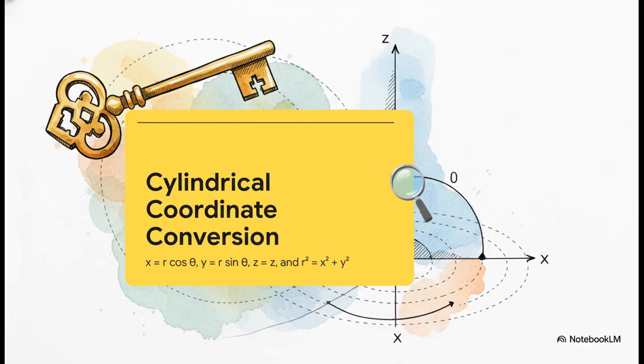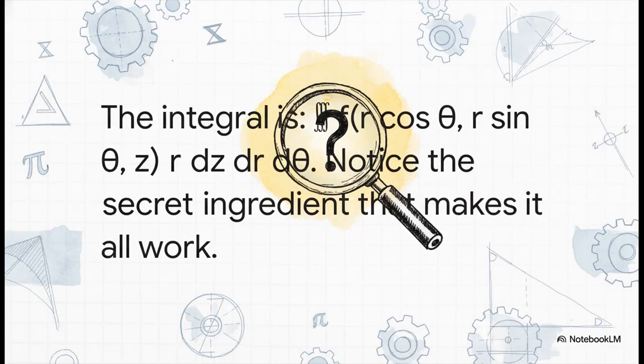We swap out our x's and y's just like we did in polar. X becomes r cosine theta and y becomes r sine theta. But what about z? Well, this is the best part. Z just stays Z. It doesn't change at all. It just handles the up and down while r and theta take care of the circular part on the floor. Simple.